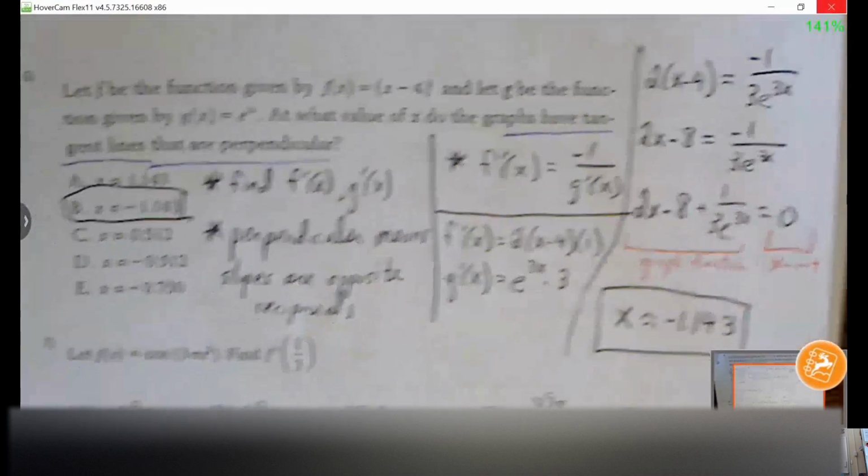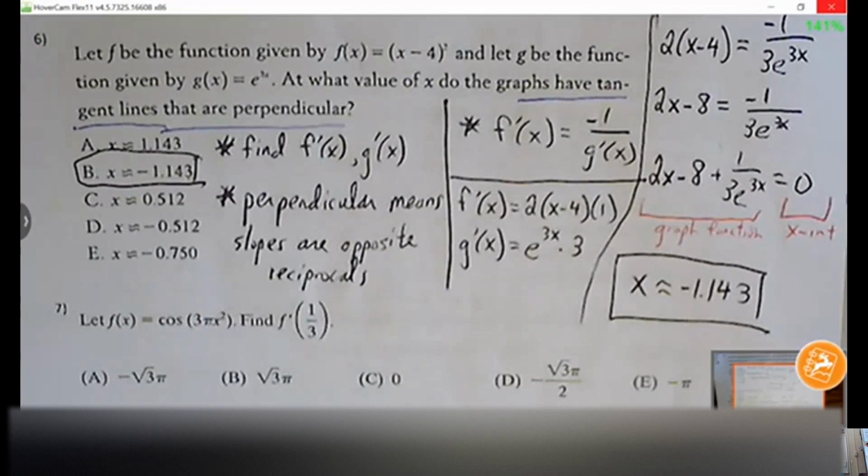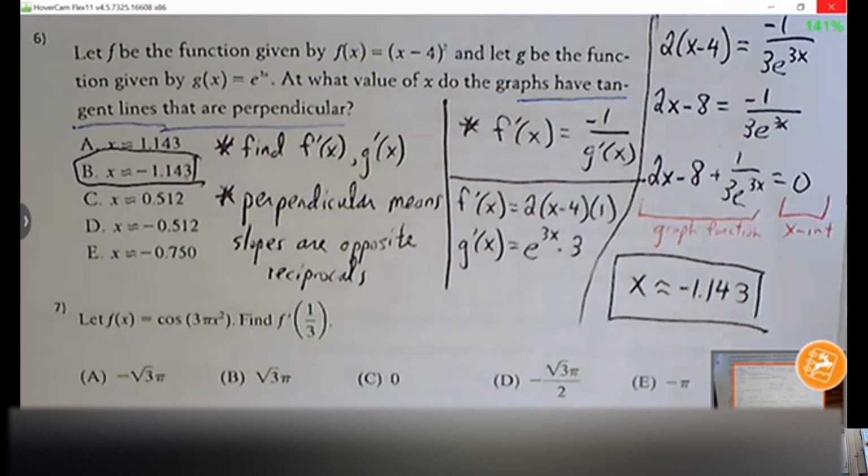Okay, any questions with number 6? Let's skip to number 11. Let's do a mean value theorem problem. So let's go to number 11. Does anybody still need to look at 6?